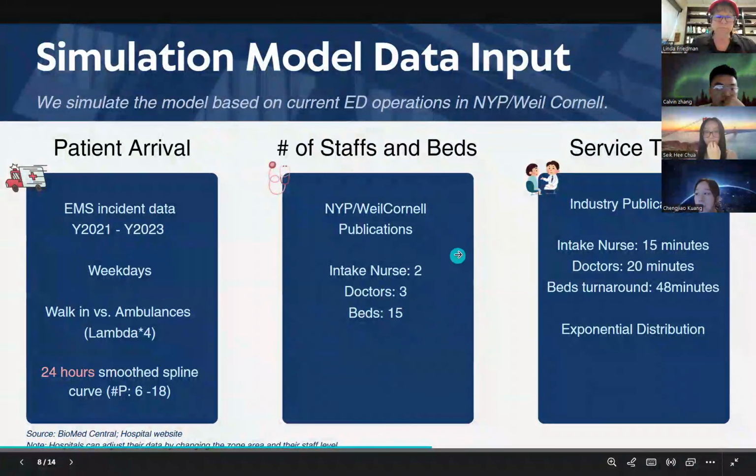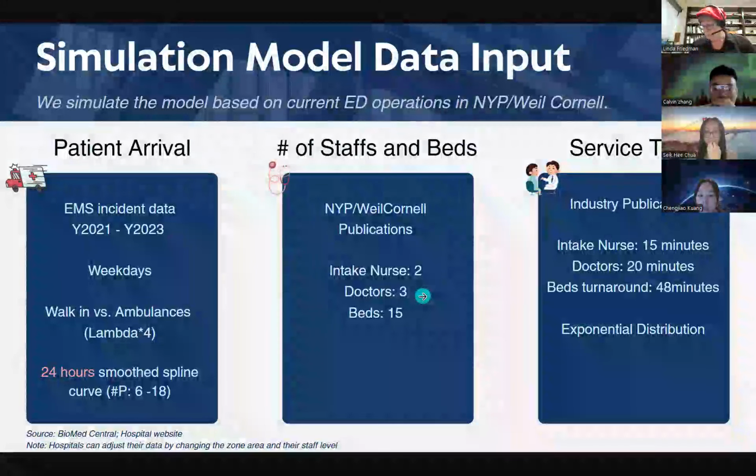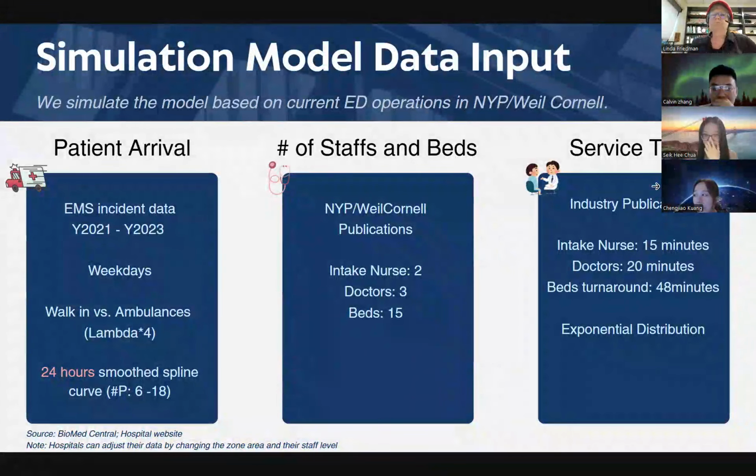Based on the publications and the hospital data, for each shift at NYP Weill Cornell, the intake nurses are 2, the doctors are 3, and the beds are 15. For the service time, we also use the industry average and our personal experiences. The intake nurse takes around 15 minutes, doctor visits take 20 minutes, and the bed turnaround time is 48 minutes. And we assume the service time follows an exponential distribution.